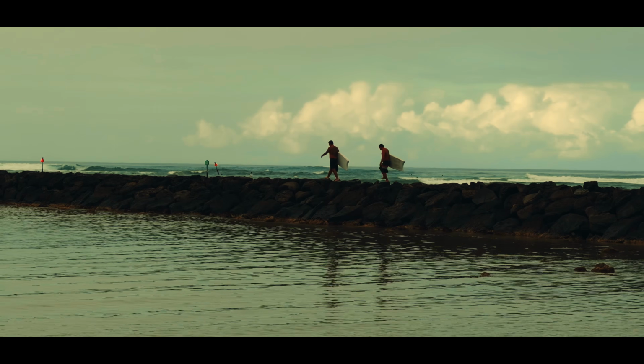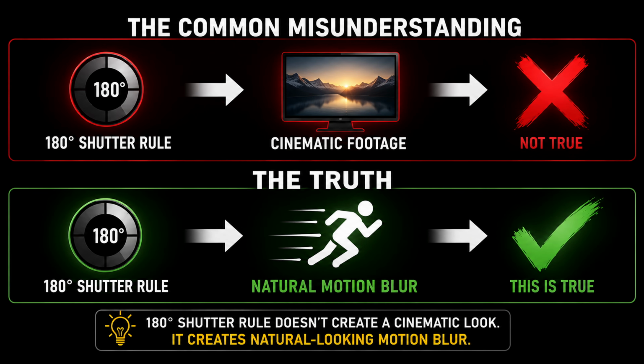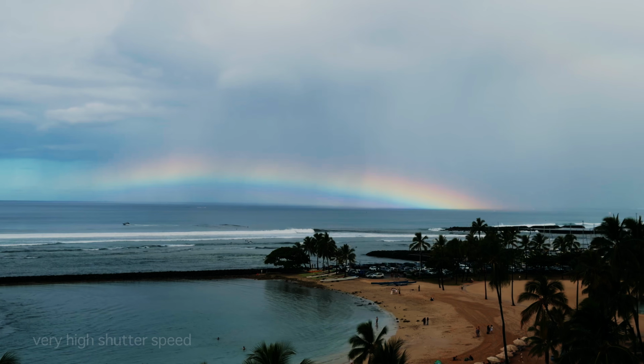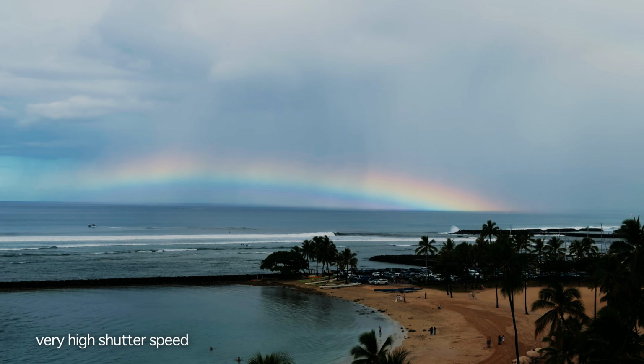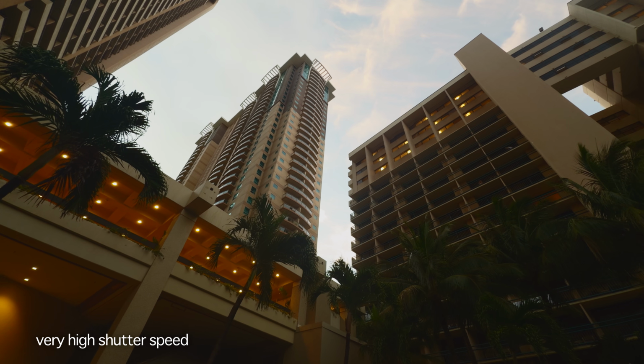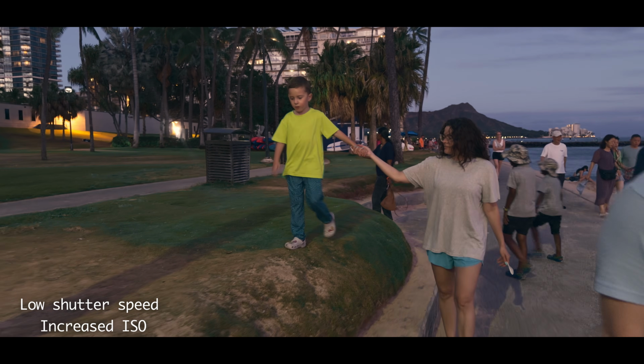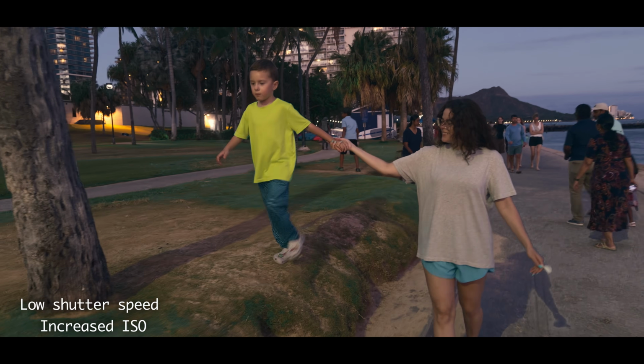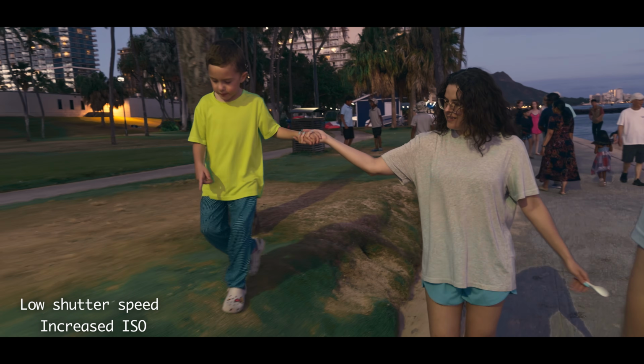Or this? What if I told you that during my recent trip to Hawaii, I never used an ND filter once, and I never followed the 180-degree shutter rule. I left the shutter speed in auto the entire time. When I was outside in bright sunlight, the shutter speed became very fast to control the exposure. But when it got darker, the shutter value slowed down to let more light in and raised the ISO.